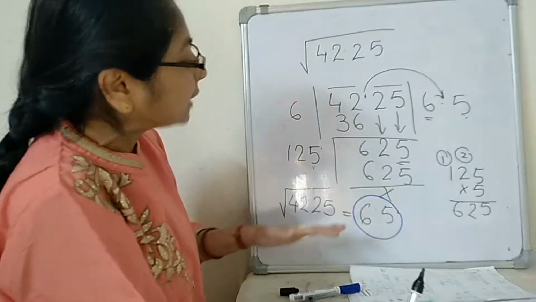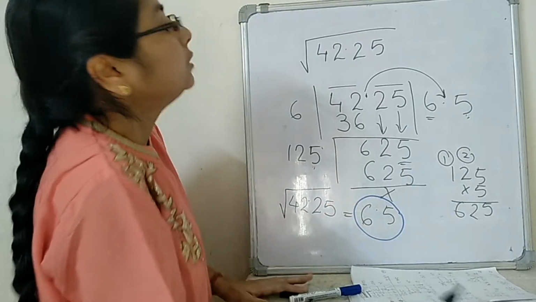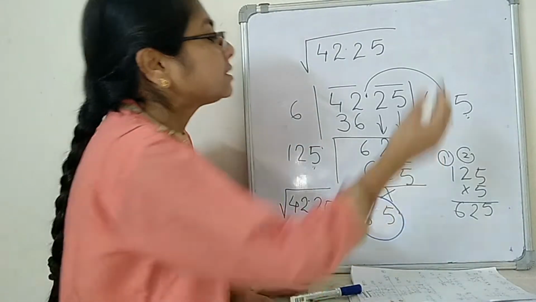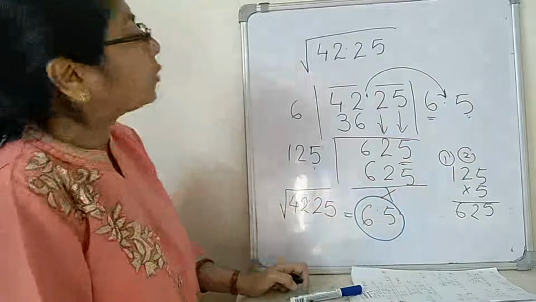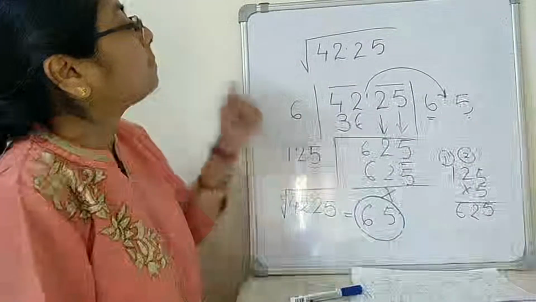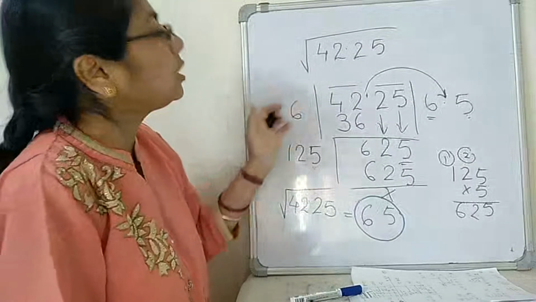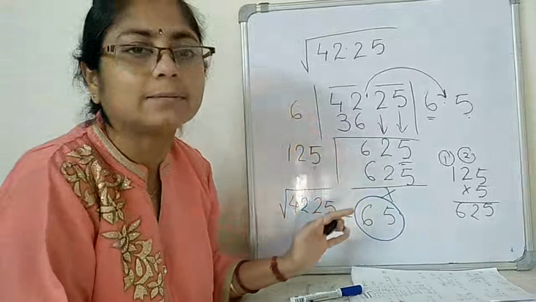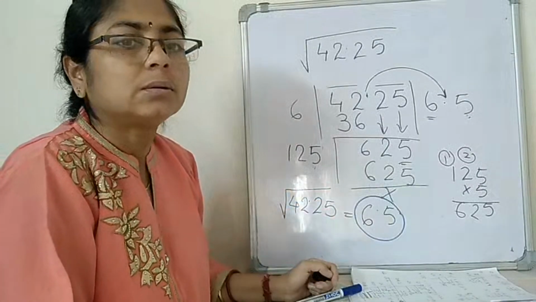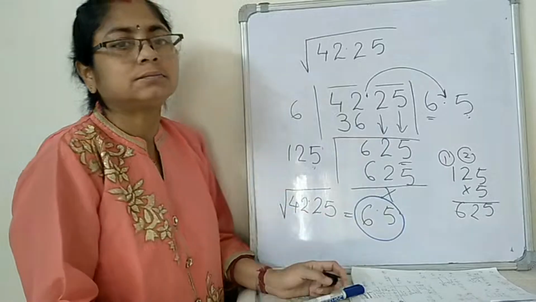Okay? In that case, it will be complete. Then what is our result? 6.5. If we find the square root of 42.25, the result is 6.5. Clear? Please do the math.